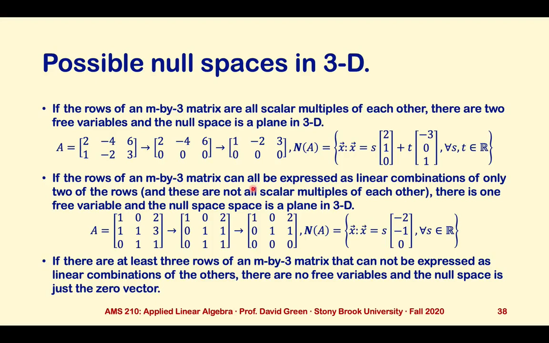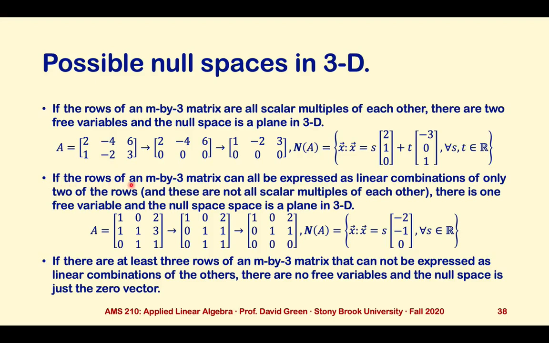Once again, we can start off by considering the case where all rows are scalar multiples of each other. Okay? In this case, as shown here, we have rows that are all scalar multiples of each other. When we perform Gaussian elimination, we end up with a single pivot and two free variables. This will give rise to two special solutions. The set of all linear combinations of two vectors in 3 dimensions is a plane. We end up with a plane in 3 dimensions.